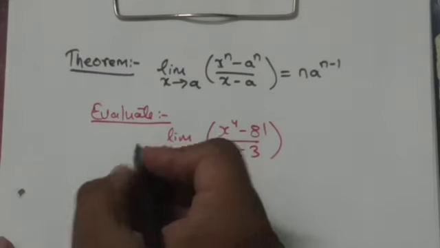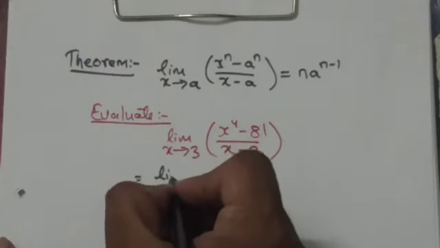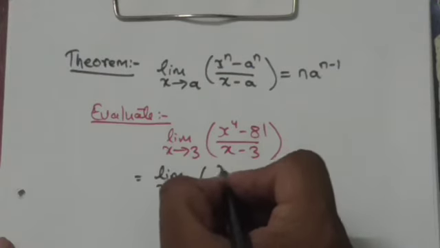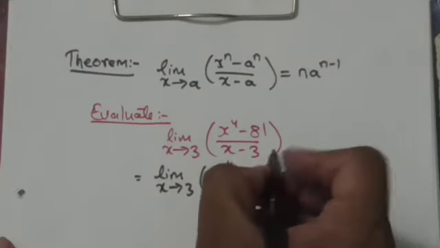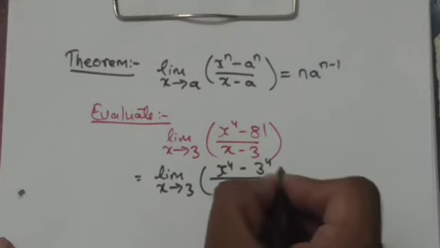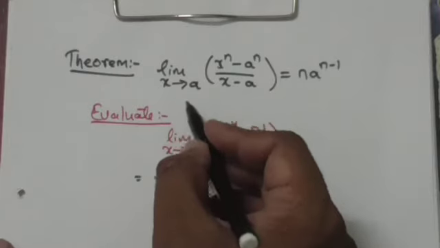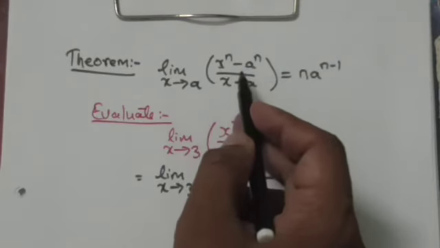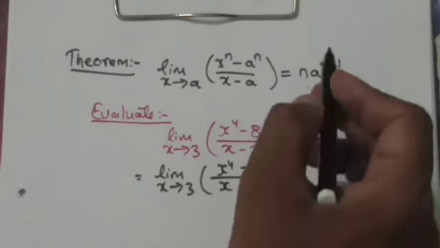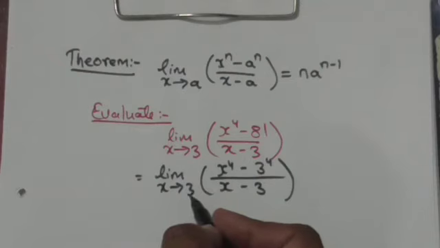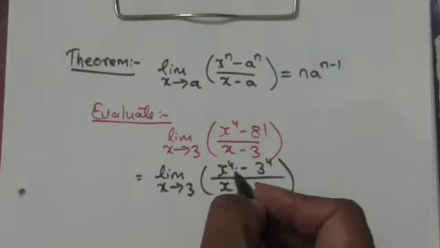Now it can be written like this: limit x tends to 3, x raised to power 4, and what is this 81? 81 is 3 raised to power 4, upon x minus 3. So now we will use this theorem. Limit x tends to a, x raised to power n minus a raised to power n upon x minus a is equal to n a raised to power n minus 1. So here the value of a is 3 and the value of n is 4, right?